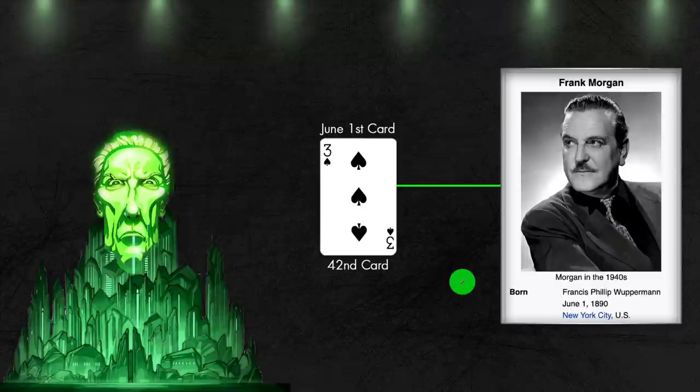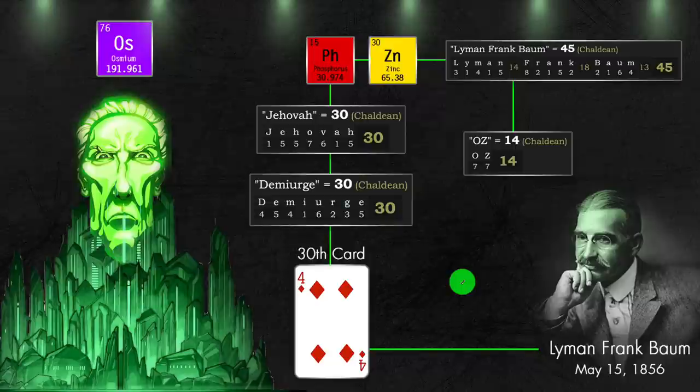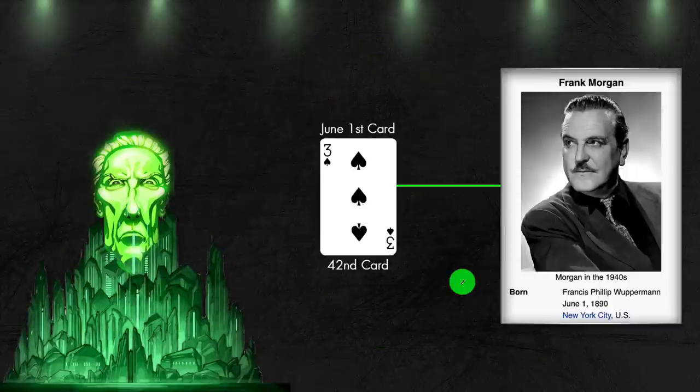So let's be frank. He has Frank in his middle name. Here's Frank, who was the actual wizard behind the green curtain that the dog found. Of course the dog found it, D-O-G spelled backwards, of course. Just small symbolism. Here he is, Frank Morgan, Francis Philip Wuppermann, a big star in the 1940s.